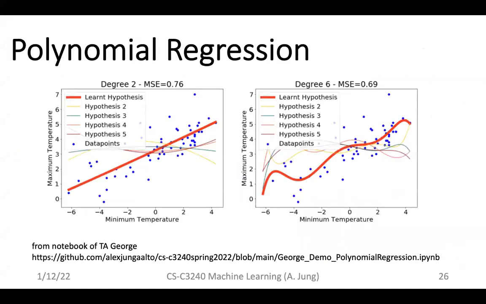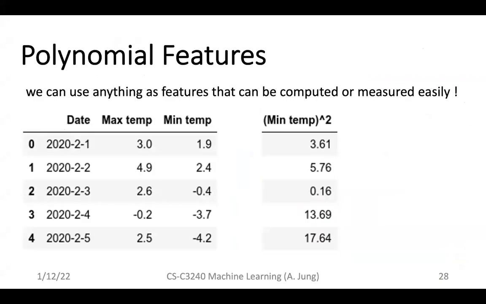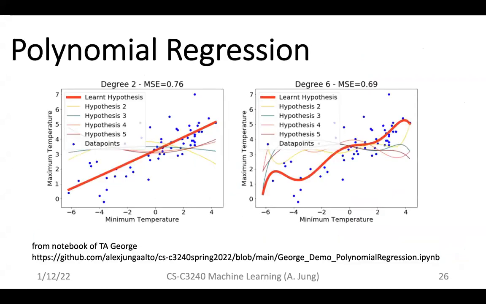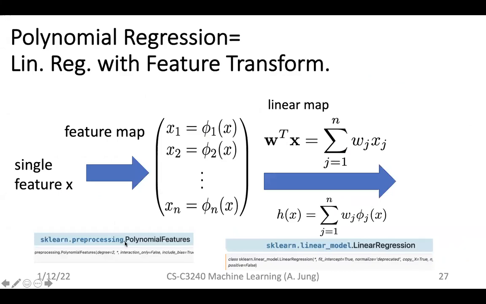Well, for example, nobody can keep you from taking the minimum temperature, which is the raw feature that you get from the Finnish Meteorological Institute, and then computing the square, or computing the power of 3, or the power of 4. Everything that you can compute easily, you can use as a feature. Why not? This can be done very conveniently in Python using this function, polynomial features. And this is what you will use, I guess, in assignment 2.